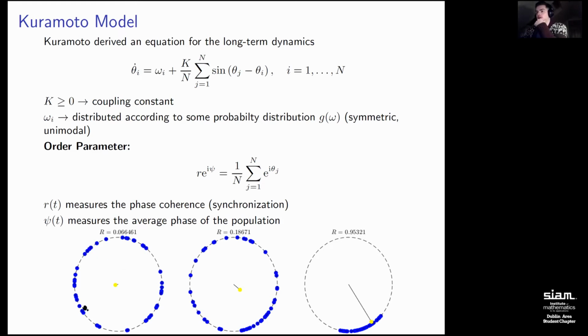So here on the left plot, you have a small R value at 0, which means basically the oscillators are uniformly distributed around the circle. And then you have the psi parameter, which measures the average phase of the oscillators.